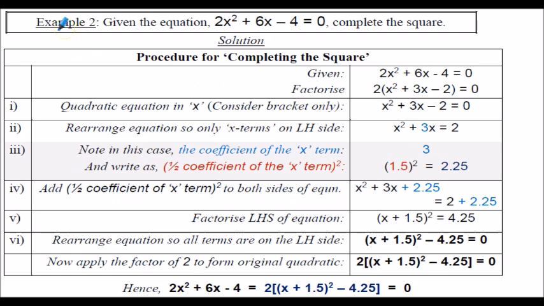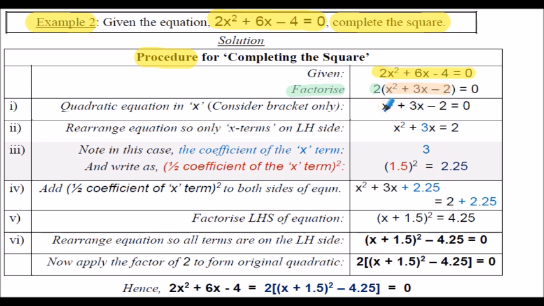Let's consider example 2. We're given the quadratic equation 2x squared plus 6x minus 4 is equal to 0, to solve using completing the square. So undertaking our procedure, here's the equation given in the example. Firstly, what I've done is to factorize on the highest common factor for the equation, which is 2 in this case, so I have 2 outside the bracket. So in the bracket I have x squared plus 3x minus 2, and that's where I'm starting my procedure from.